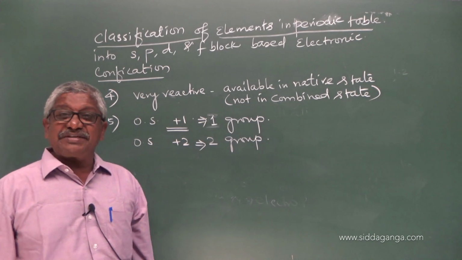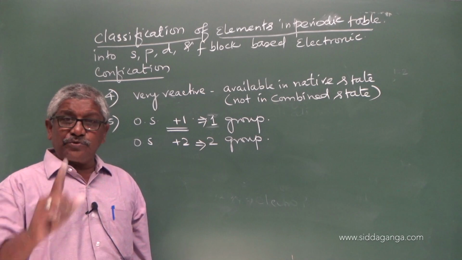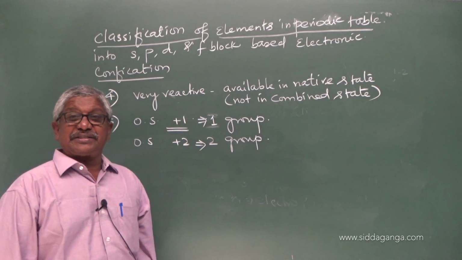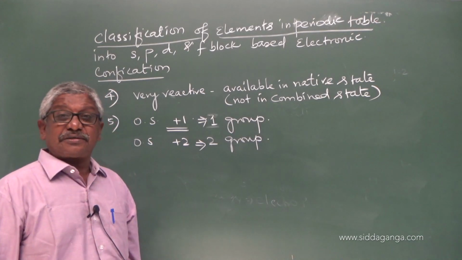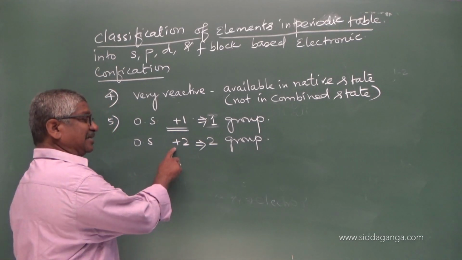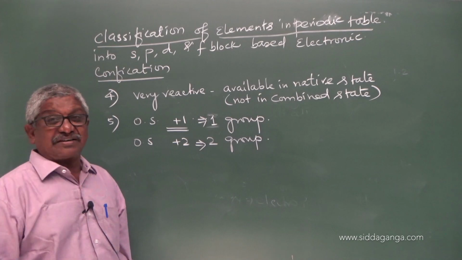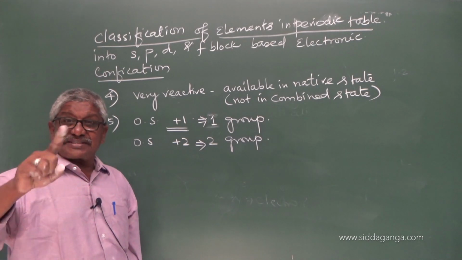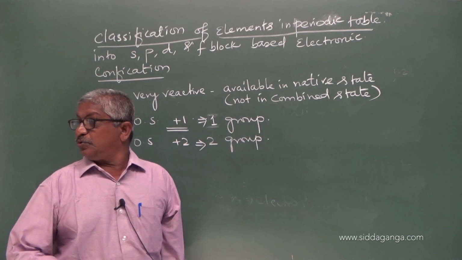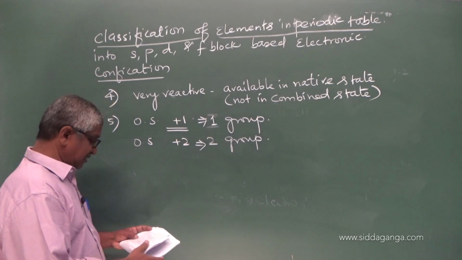Alkali metals have the oxidation state +1, that means they lose 1 electron. Second group elements, the alkaline earth metals, lose 2 electrons. That's why the oxidation state is +2. Plus indicates losing of electrons, minus indicates gaining of electrons.